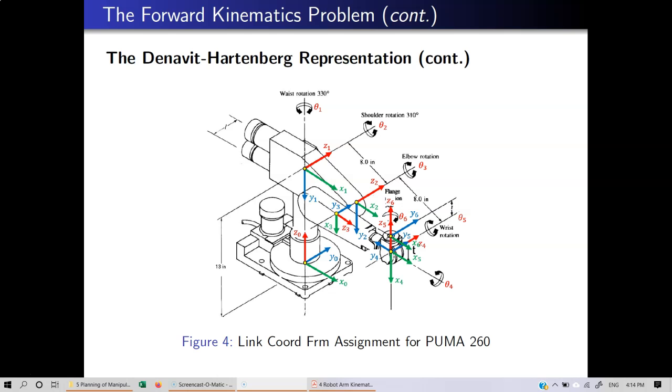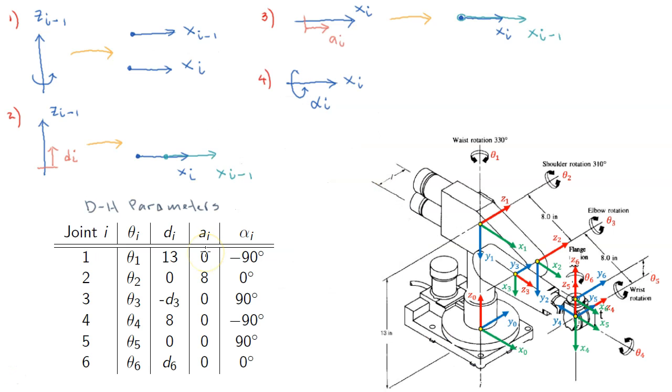Next, let's look at how to obtain the DH parameters. So these are the DH parameters for PUMA 260. Let's see how we obtained this. So like before, all these joints are revolute joints or rotary joints. Therefore, these are our joint variables. So we leave it as a variable from theta 1 up to theta 6.